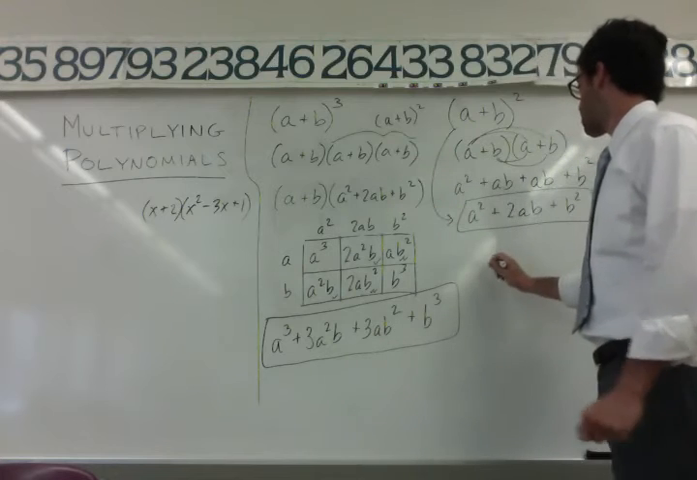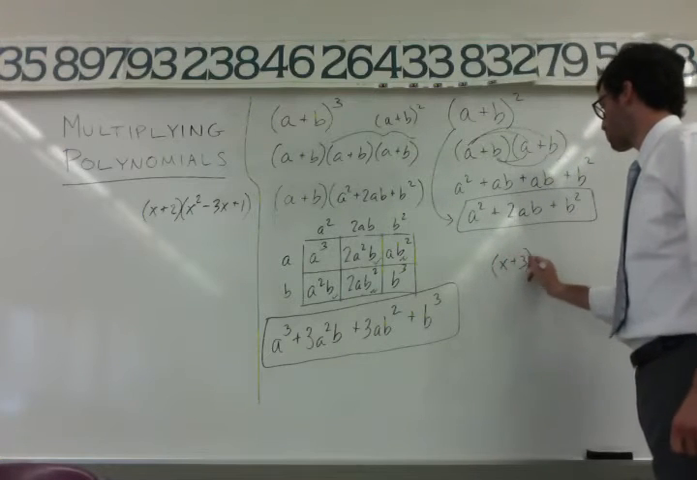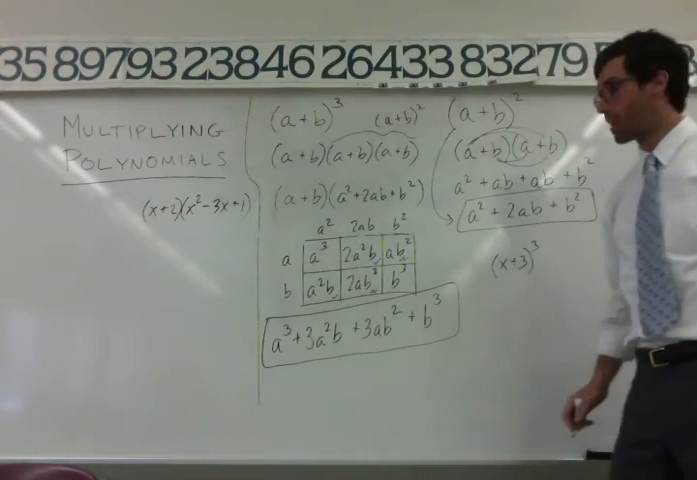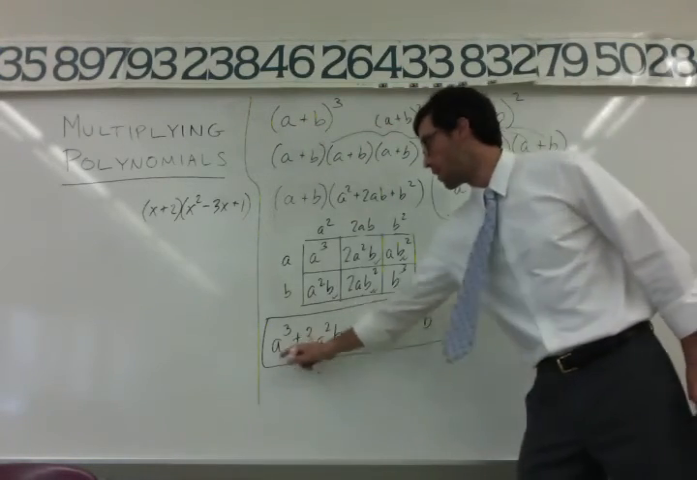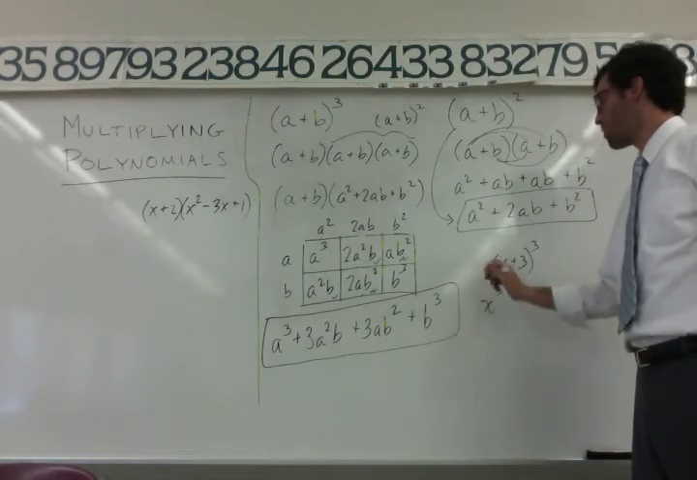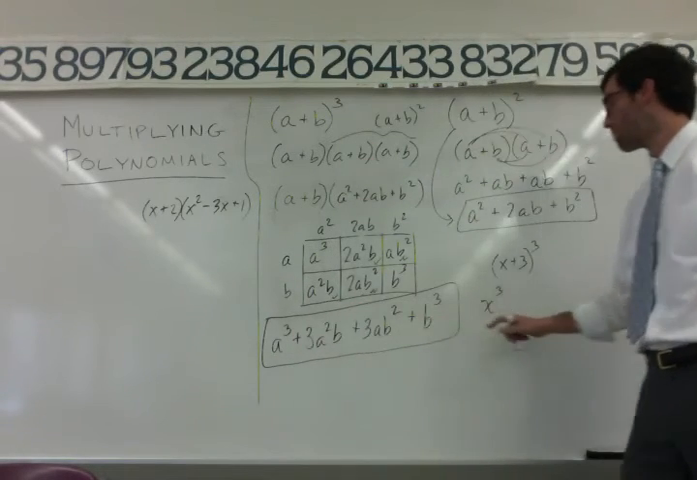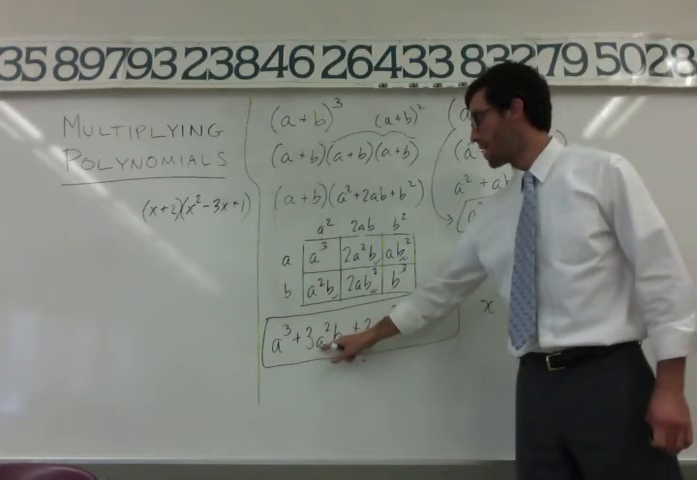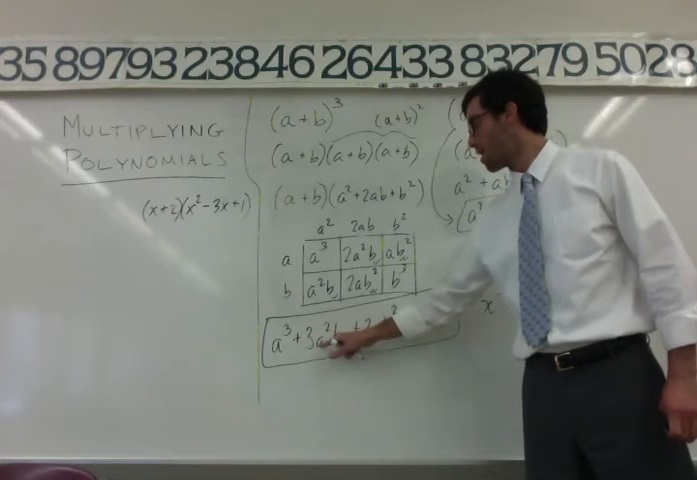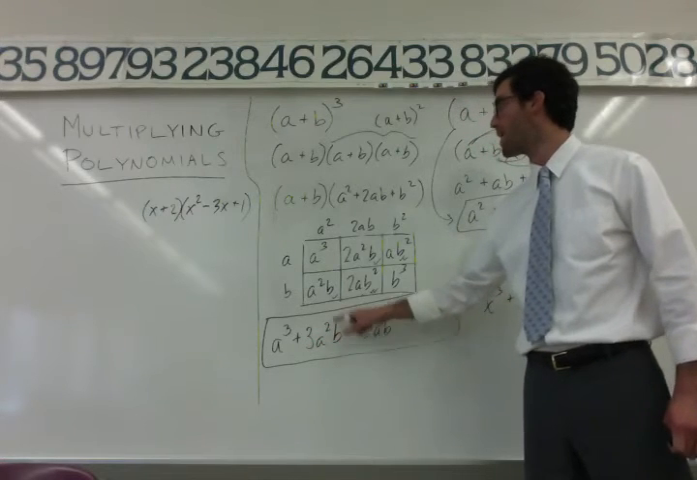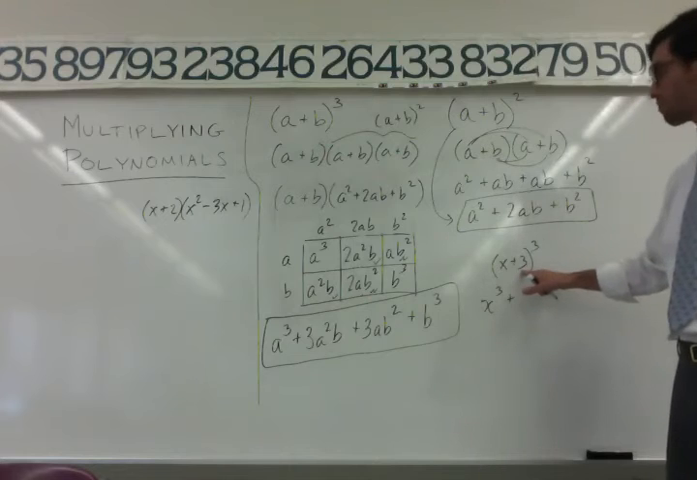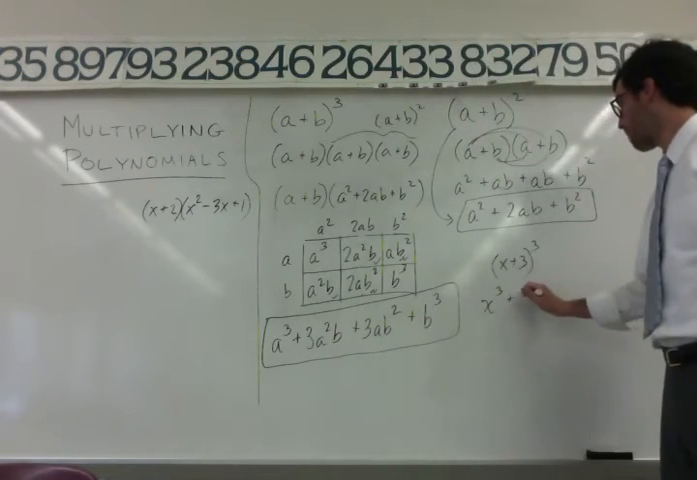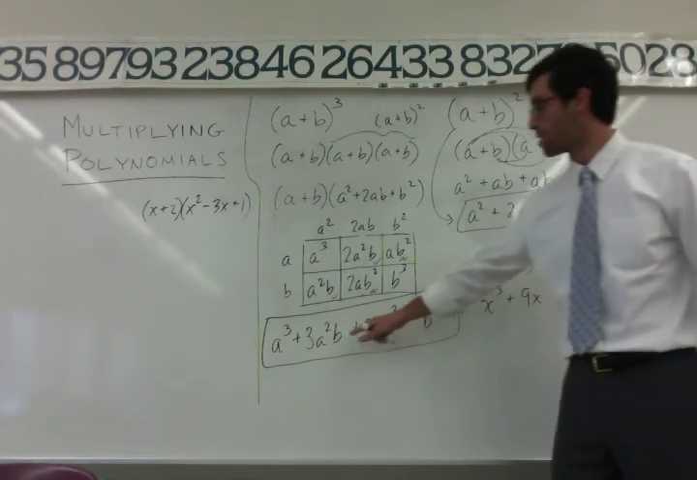Okay, x plus 3 to the third, write this down here. So our a is the x and our b is the 3 once again. So x is going to go here, so we have x cubed. So the answer, we can save ourselves some time if we just remember this formula. X to the third plus, well, the a is the x, we have 3x squared times, well, b is 3, right? So we have 3 times the 3, we have 9x squared, right?